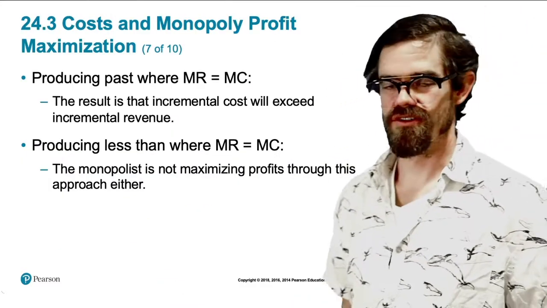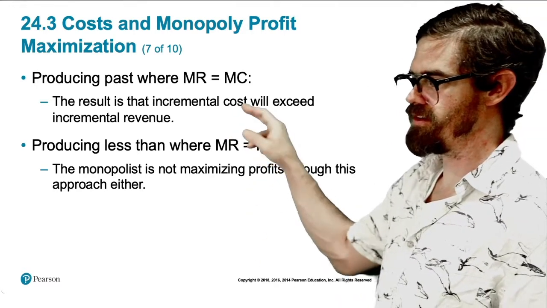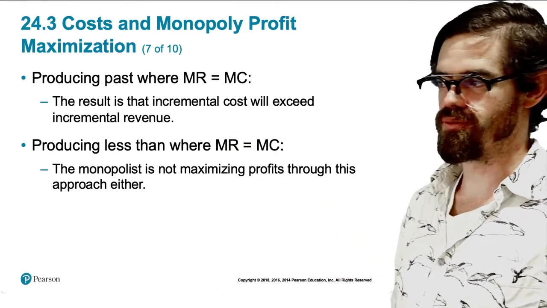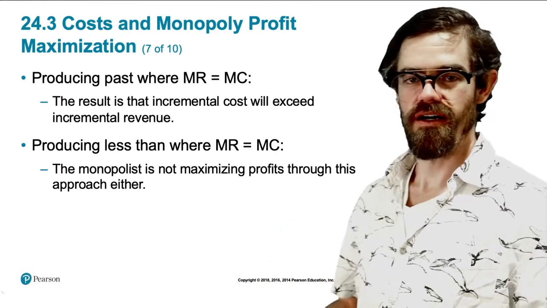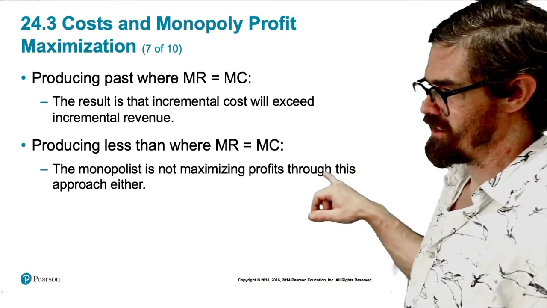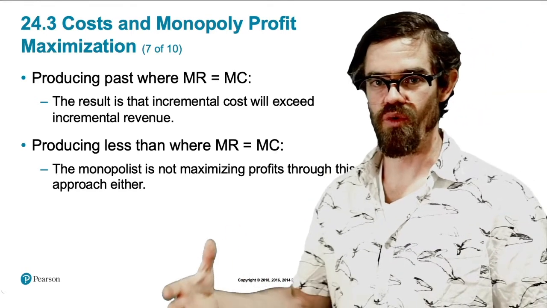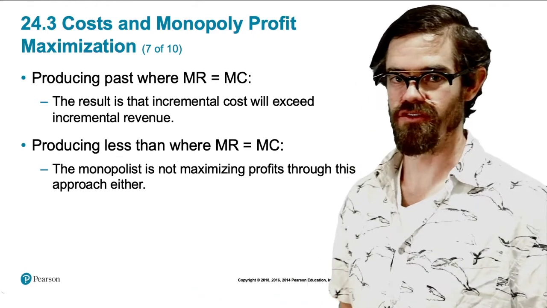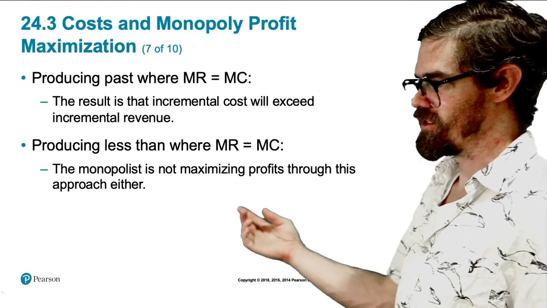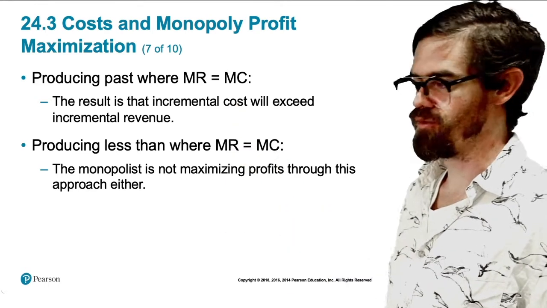Okay, so I already described this. So producing beyond the point where marginal revenue equals marginal cost, well, that's where the firm has additional losses. Producing less than that level of output is where the firm could produce more and get more profit. So of course it doesn't want to stop until it gets to this point, but of course it doesn't want to go past that point.